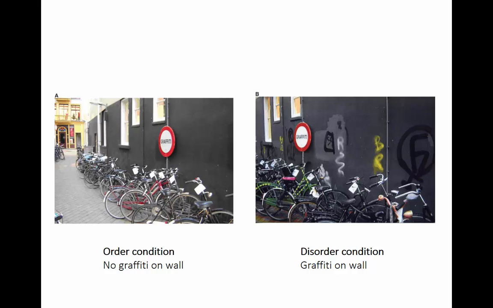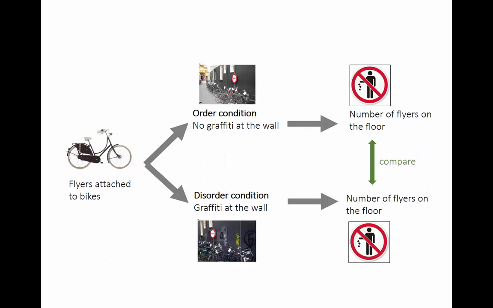And then, they had people standing around watching how many people throw flyers onto the floor. That was the whole setup, right? You see how this goes. Now, when we think about how we portrayed this before, we had these flyers attached to the bikes, and then we have these two conditions. One is the order condition, no graffiti at the wall, and the other one is the disorder condition, graffiti at the wall. At the end, in both setups, they counted how many people throw the flyer on the floor, right?